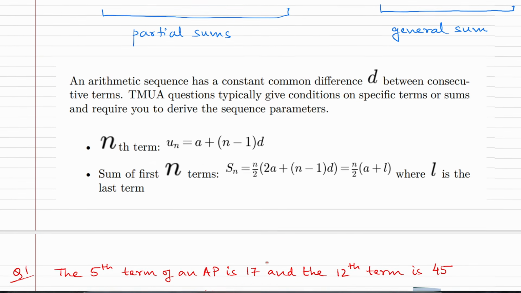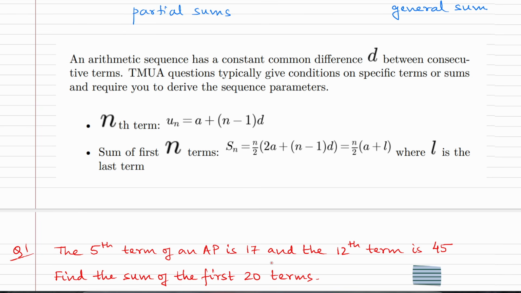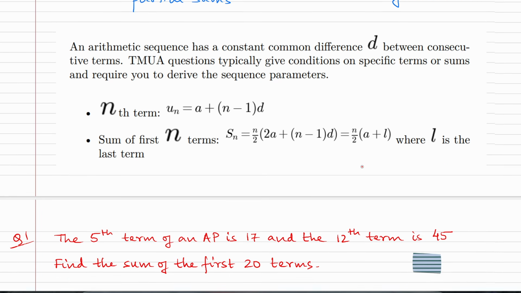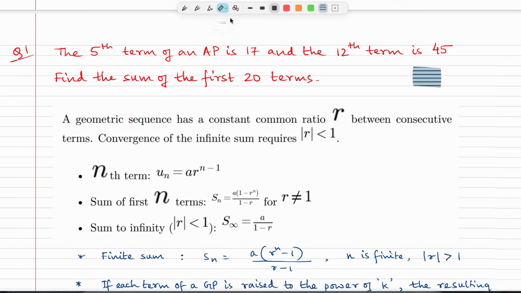Speaking of problems, try this question. The fifth term of an AP is 17 and the 12th term is 45. Find the sum of the first 20 terms. I have not solved this question here in my notes, but I'll give you a hint. The fifth term of the AP will be given as a plus 4d and the 12th term will be given as a plus 11d. Subtract these two and you will obtain the value of d. Plug it in one of the original equations, you will find the value of a. Then use any of the sum formulas that you can complete faster and you will get your answer. The answer will be 780.